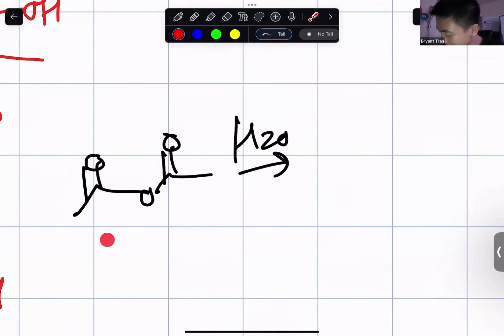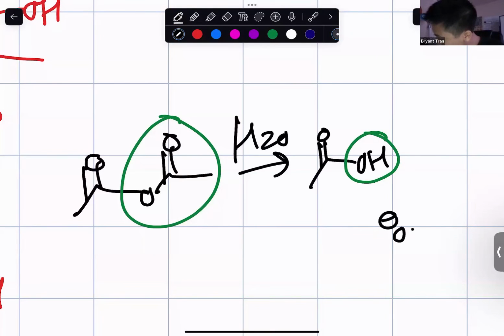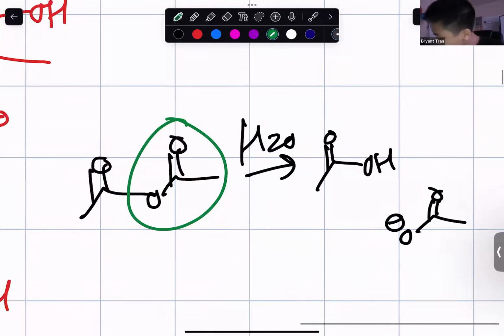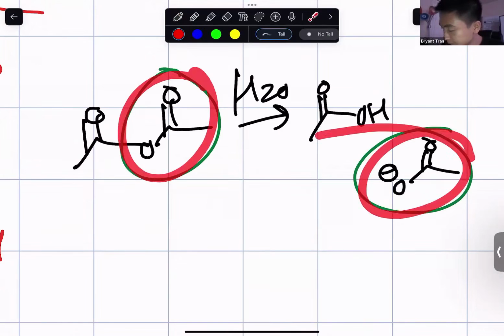We could say that, let's say this is the leaving group. That means we're going to get OH like that, where OH is the new leaving group, and then the leaving group that left is going to be this right here. So let me actually code that differently. That's that leaving group right here. So this green circle thing is this green circle thing right there.